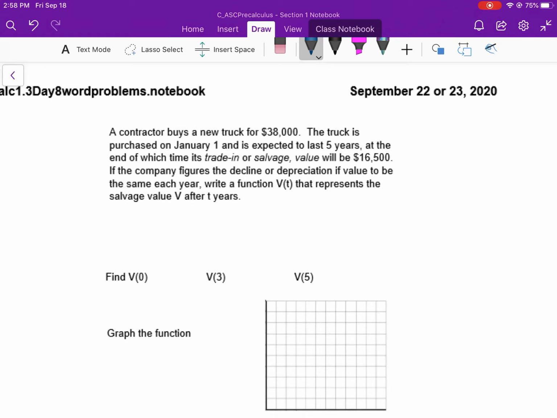All right, so here's the next one. We've got a contractor that's buying a new truck. The new truck is $38,000, purchased on January 1. It's expected to last 5 years, at which time the trade-in value will be $16,500. Okay, so at the beginning, after 0 years, we've got 38,000, right?